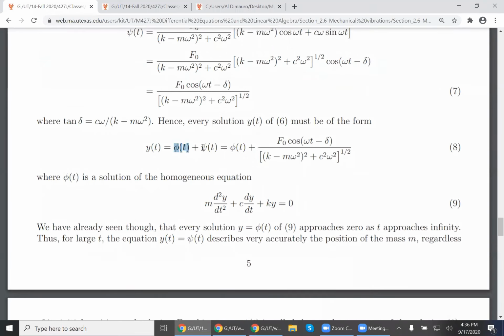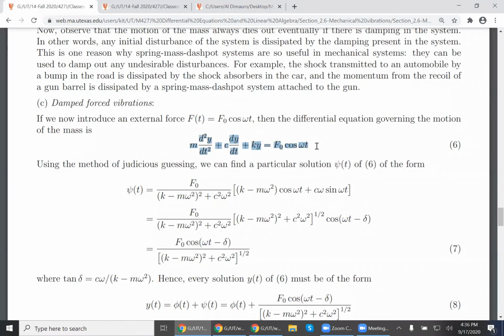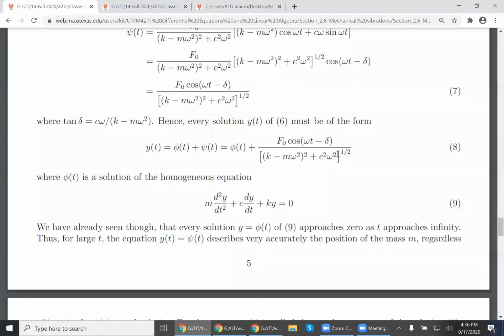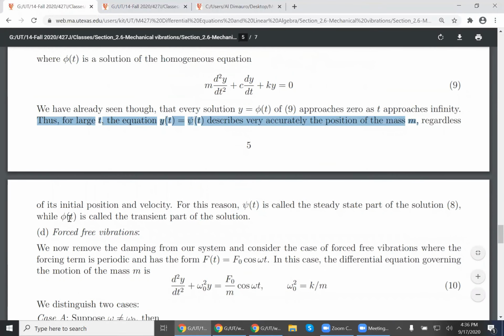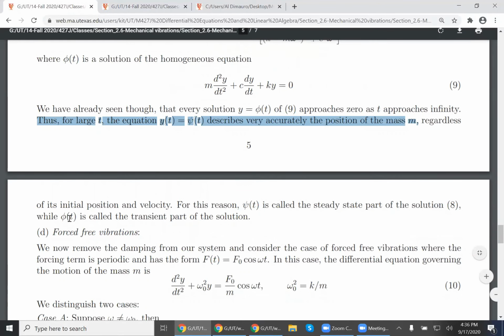Therefore, we can use a particular solution of our equation as a good approximation of any solution of this equation if t is big. It's written here. Thus, for large t, the equation y of t is equal to psi of t describes very accurately the position of the mass m, regardless of its initial position and velocity.